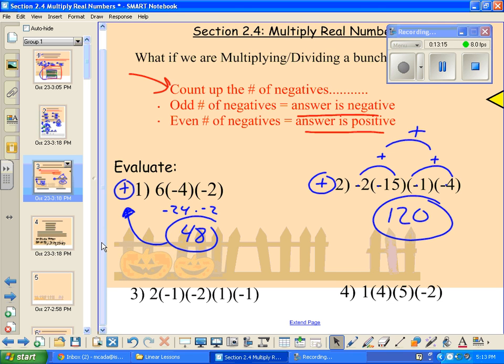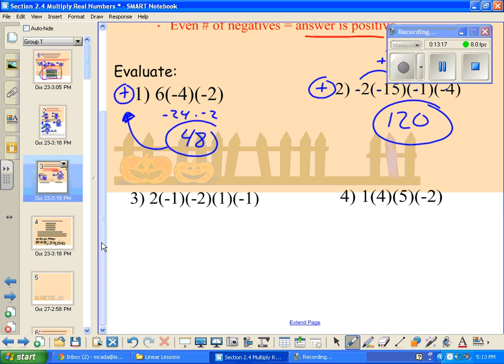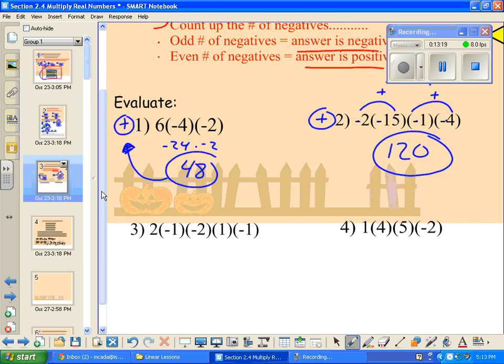Looking at these last 2 problems, I'll use the rule from above on these last 2. If I count the number of negatives, that should tell me what my answer should be, positive or negative. So if I look at number 3 here, I can see I have 1, 2, 3 negatives. That's an odd number, so my answer should be negative. 2 times 1 should be 2, times 2 again would still be 4, times 1, either way, that's still just going to be 4, so it should be negative, because I found out earlier my answer was negative, -4.